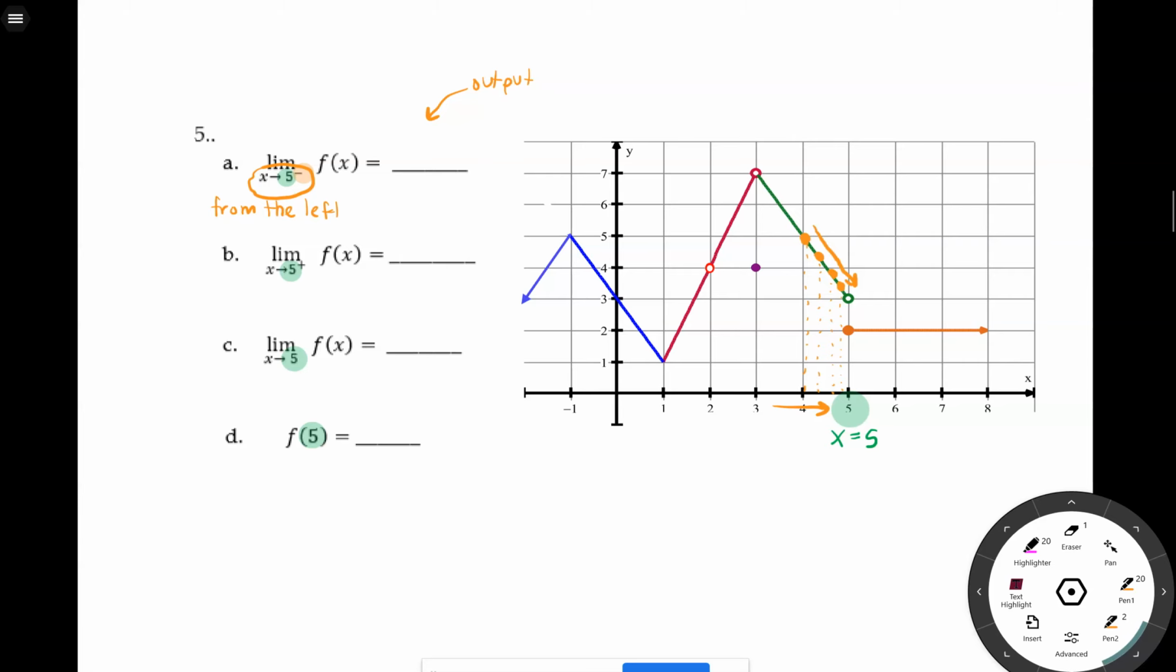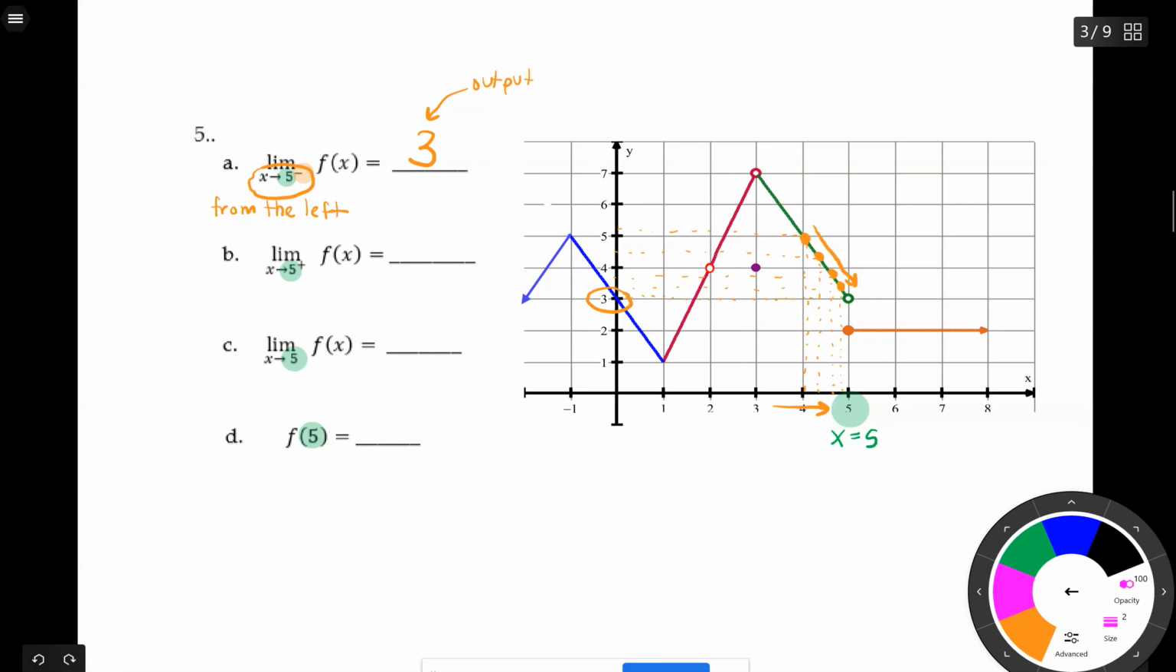And we're ignoring this hole because we're not actually getting to 5, right? But what height am I getting closer and closer to? We're getting closer and closer to a height of 3. I'm zooming in on a height of 3 there. So the output's going to a height of 3 from the left. It started way up here at 5, and then my output dropped a little, and then dropped some more, and eventually I'm getting a height of 3 there.